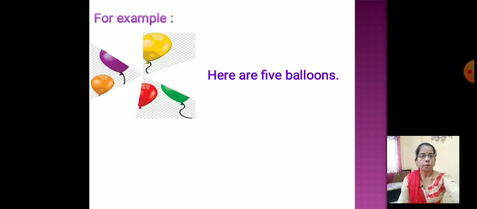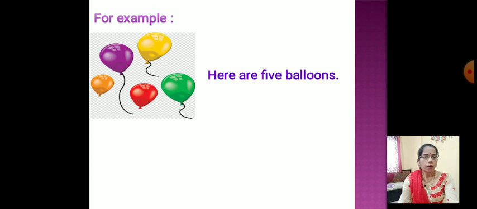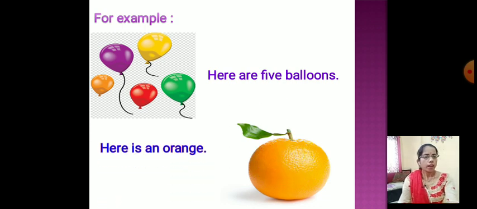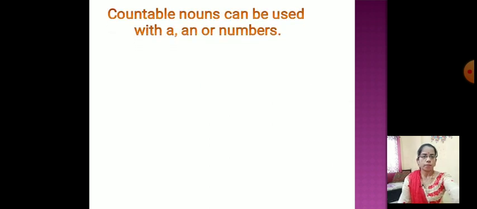For example, here are 5 balloons. It means we can count the balloons easily. How many balloons are there? 5. So balloons are included in the countable noun. Now next. Here is an orange. See, only one orange is there. So we can count orange easily. Orange is also included in the countable noun.